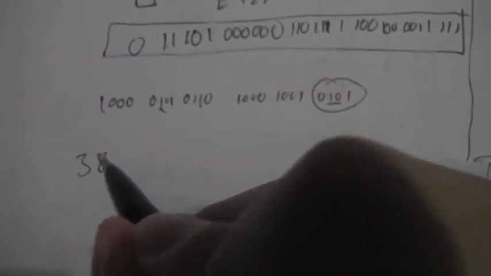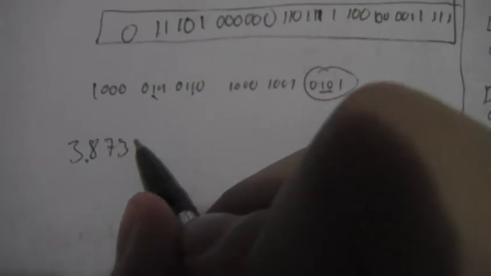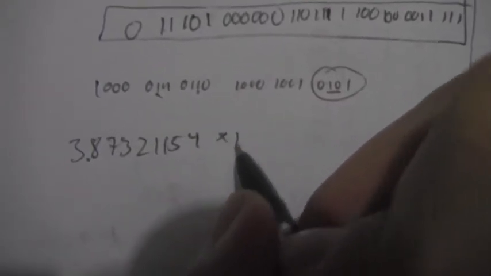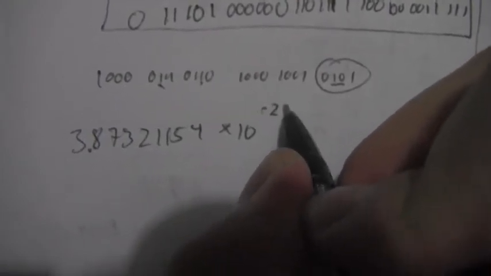Shall we try one with decimal 64? Yeah, this one's kind of hard because it's really big. Let's try it. So we have 3.873 1154 times 10 to the negative 23.